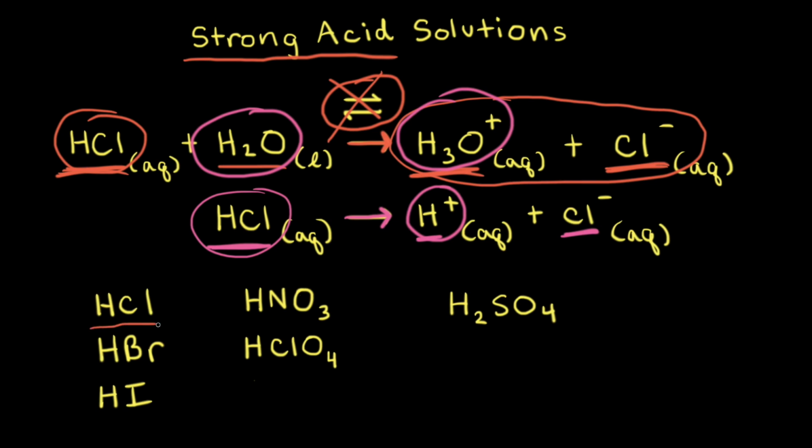Hydrochloric acid is an example of a monoprotic strong acid. Monoprotic means hydrochloric acid has one proton that it can donate in solution. Other examples of monoprotic strong acids include hydrobromic acid, HBr, hydroiodic acid, HI, nitric acid, HNO₃, and perchloric acid, HClO₄. Sulfuric acid is H₂SO₄, and it's a strong acid, but it's a diprotic acid, meaning it has two protons that it can donate. However, only the first ionization for sulfuric acid is strong.